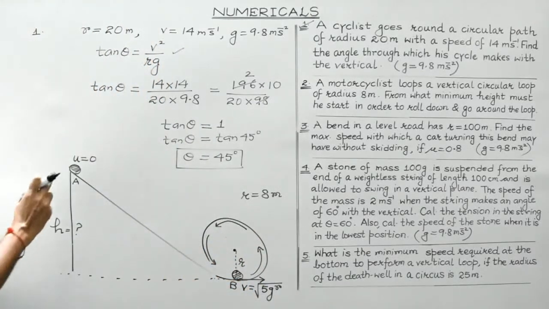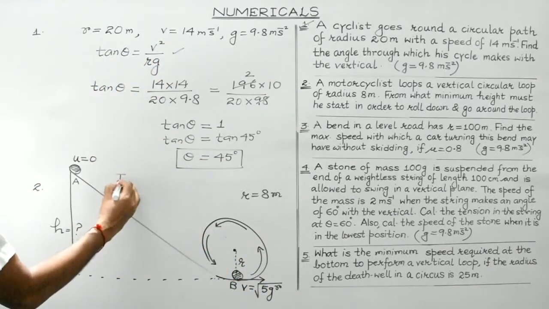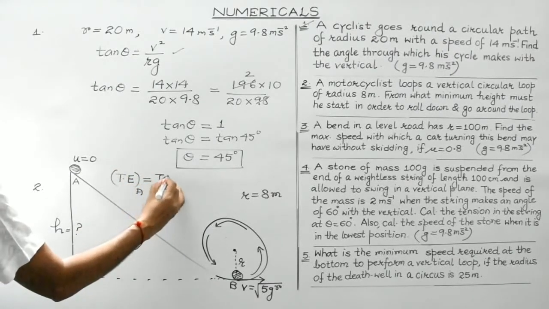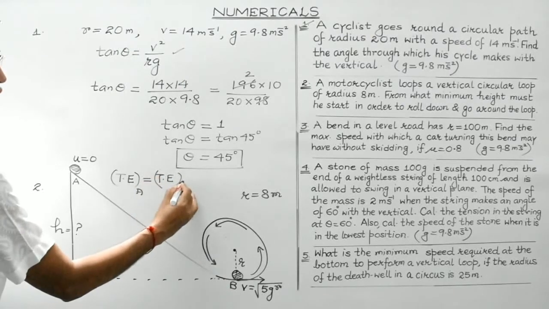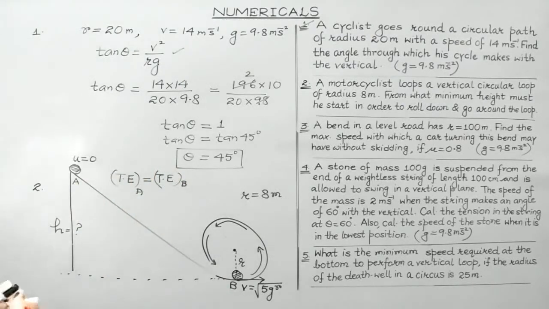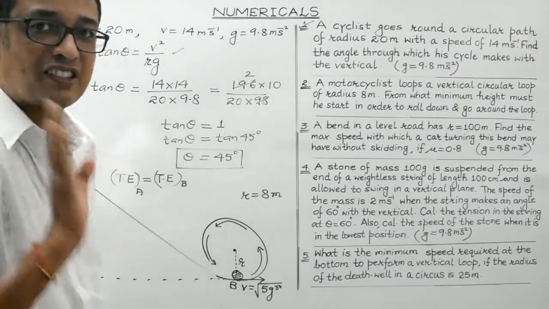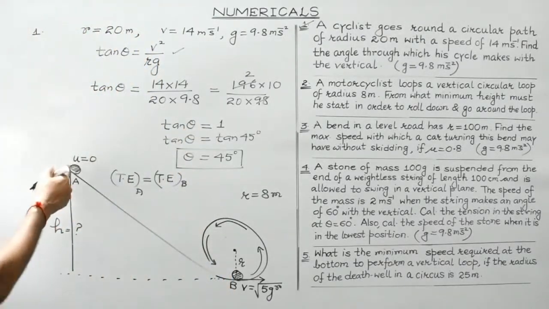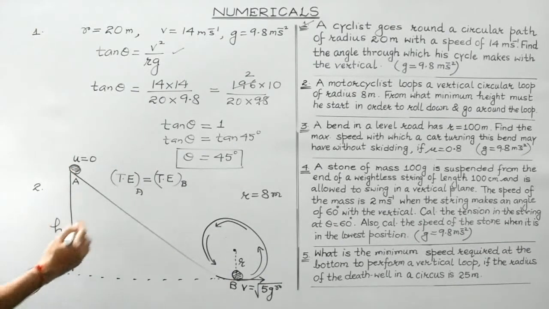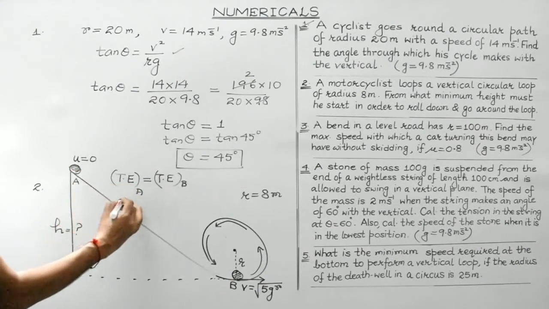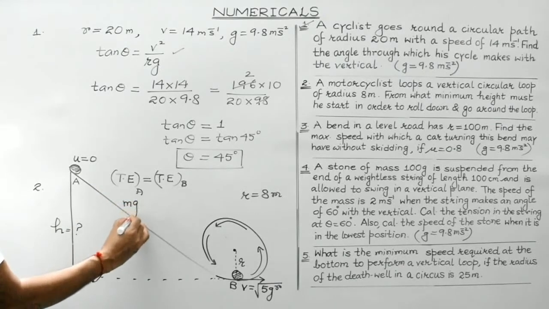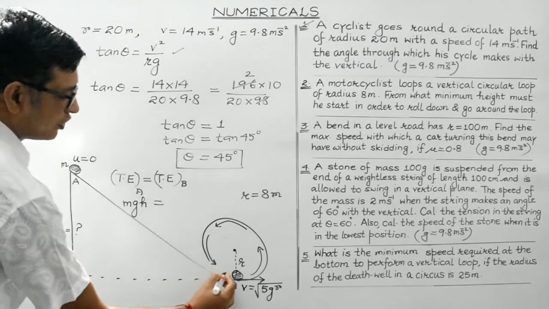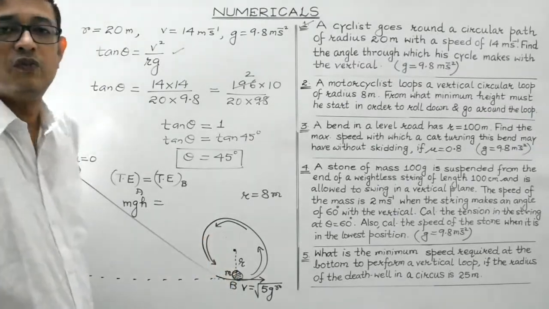So therefore, if we apply the law of conservation of energy, then the total energy at point A must be equal to the total energy at point B, right? Here the body is initially at rest, and a body at rest does not possess any kinetic energy. So at point A it will possess only potential energy. So total energy at point A is only potential, mgh. Suppose the mass of the body under consideration is m, right?